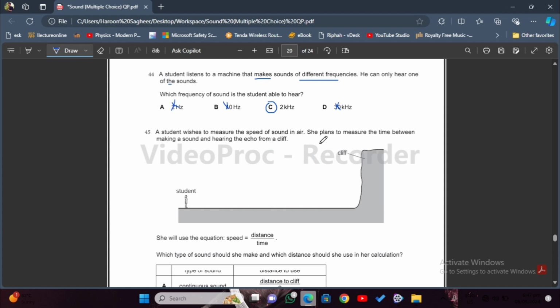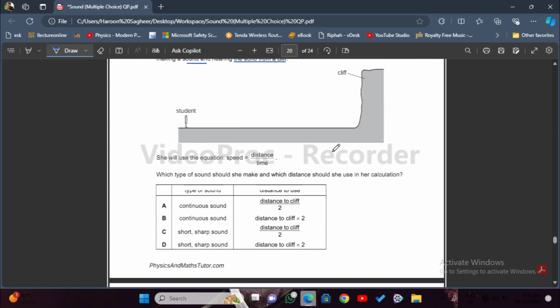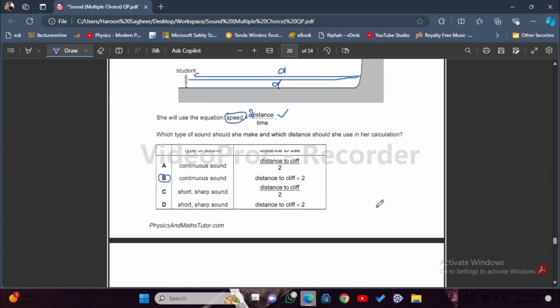A student wishes to measure the speed of sound in air. She plans to measure the time between making a sound and hearing an echo from a cliff. This is the formula for distance over time, which is the speed of sound. But she can only hear the sound if the sound wave goes to the cliff and is then reflected back. That means the sound wave would have to cover twice the distance, so she would have to multiply the distance by 2. In order to hear the continuous sound, which is like the echo, she would have to use this formula: multiply 2 with the distance, and then divide by time.